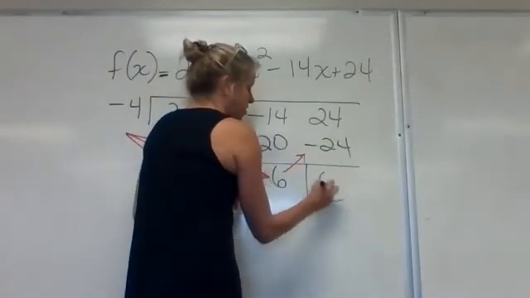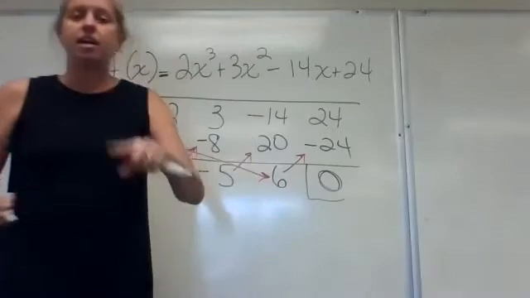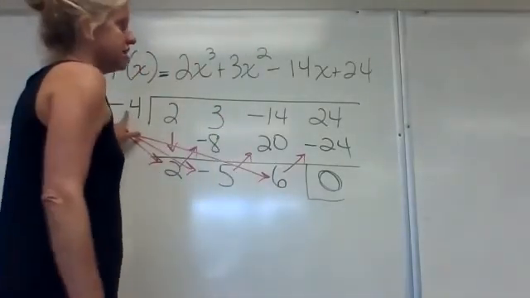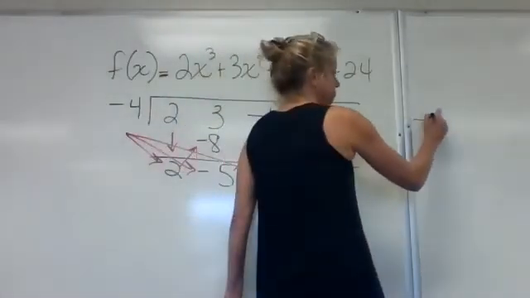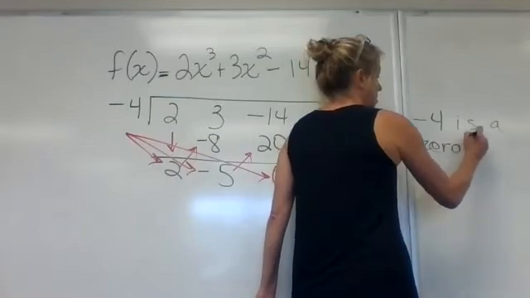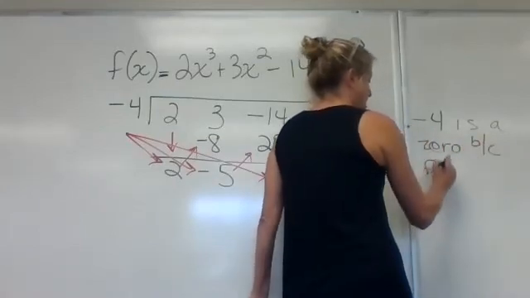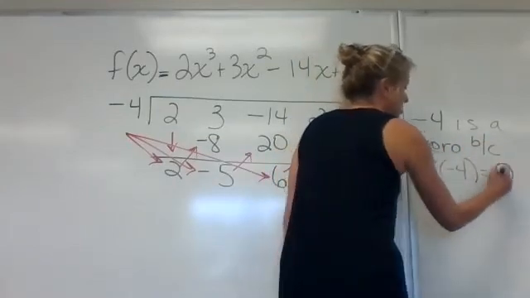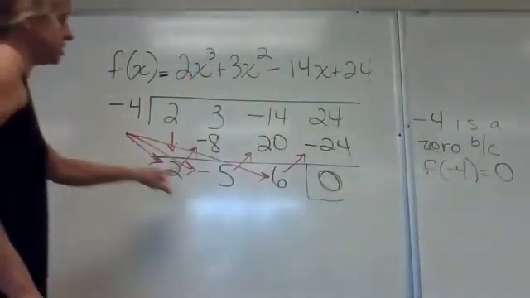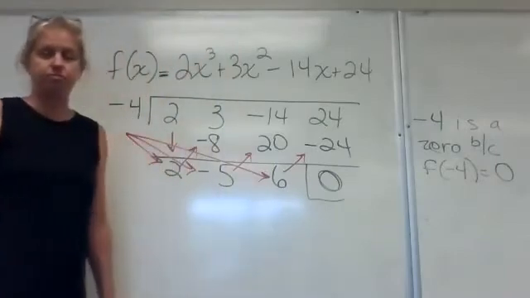So what are you left over with here? 0. Here's what that says. That means -4 is a 0, because f of -4 equals 0. So there's the first part of it. -4 is definitely a 0 because I was left over with 0.